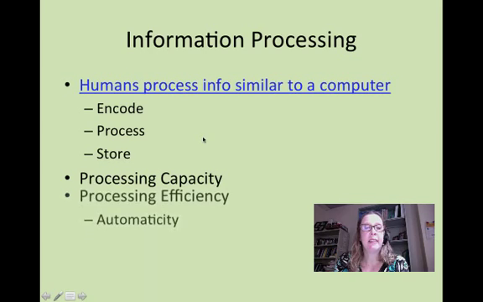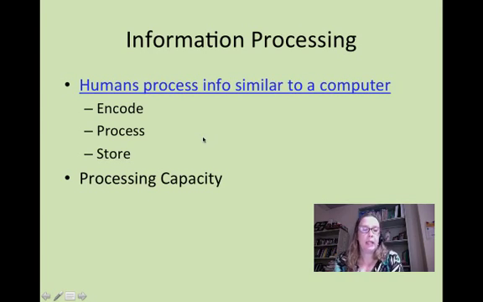So basically the idea is that we process things in our brain similar to a computer. As our brain matures, as our neurons get stronger and our synapses grow, it gets better, it gets faster. We talk about things like processing capacity. Processing capacity is how much our brain can hold.